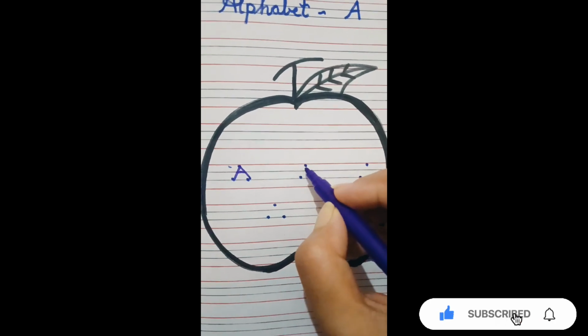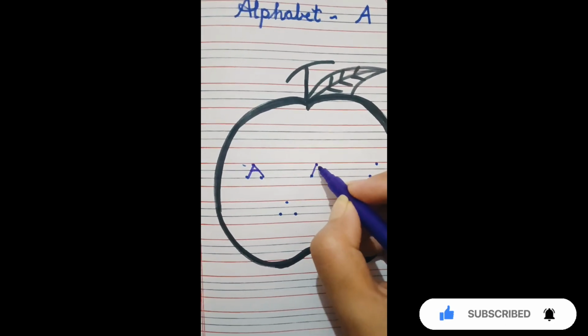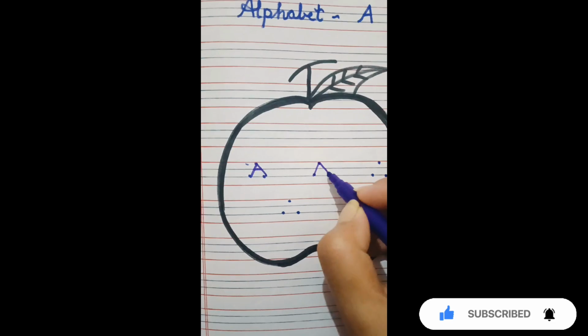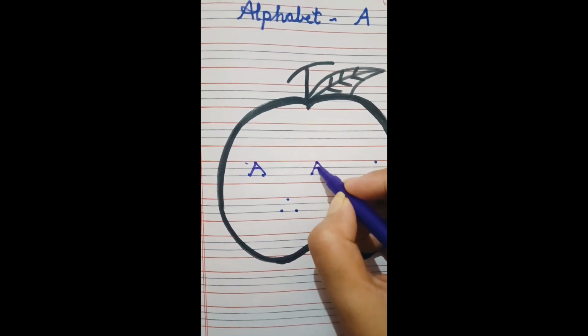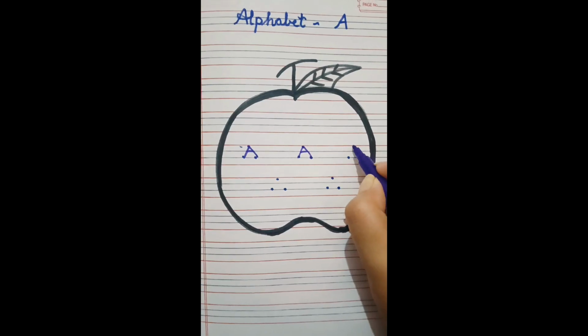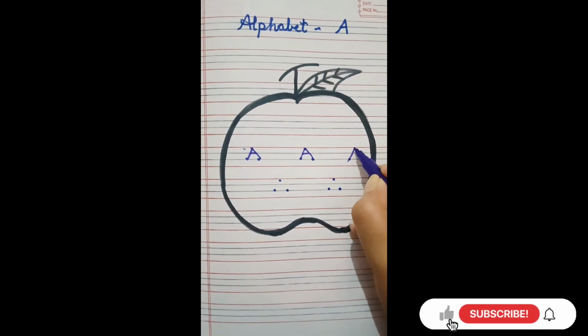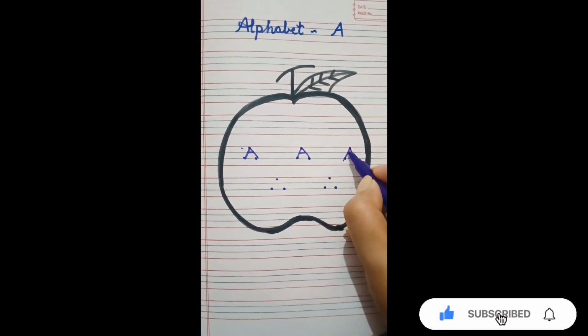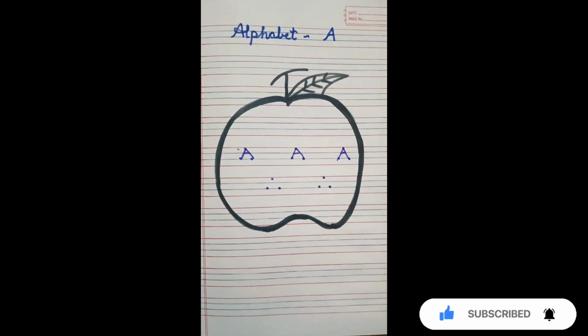Okay. Look here. Draw a slanting line. Again draw a slanting line. Then draw a slipping line in the middle. Again draw a slanting line. Again draw a slanting line. Then draw a slipping line in the middle.